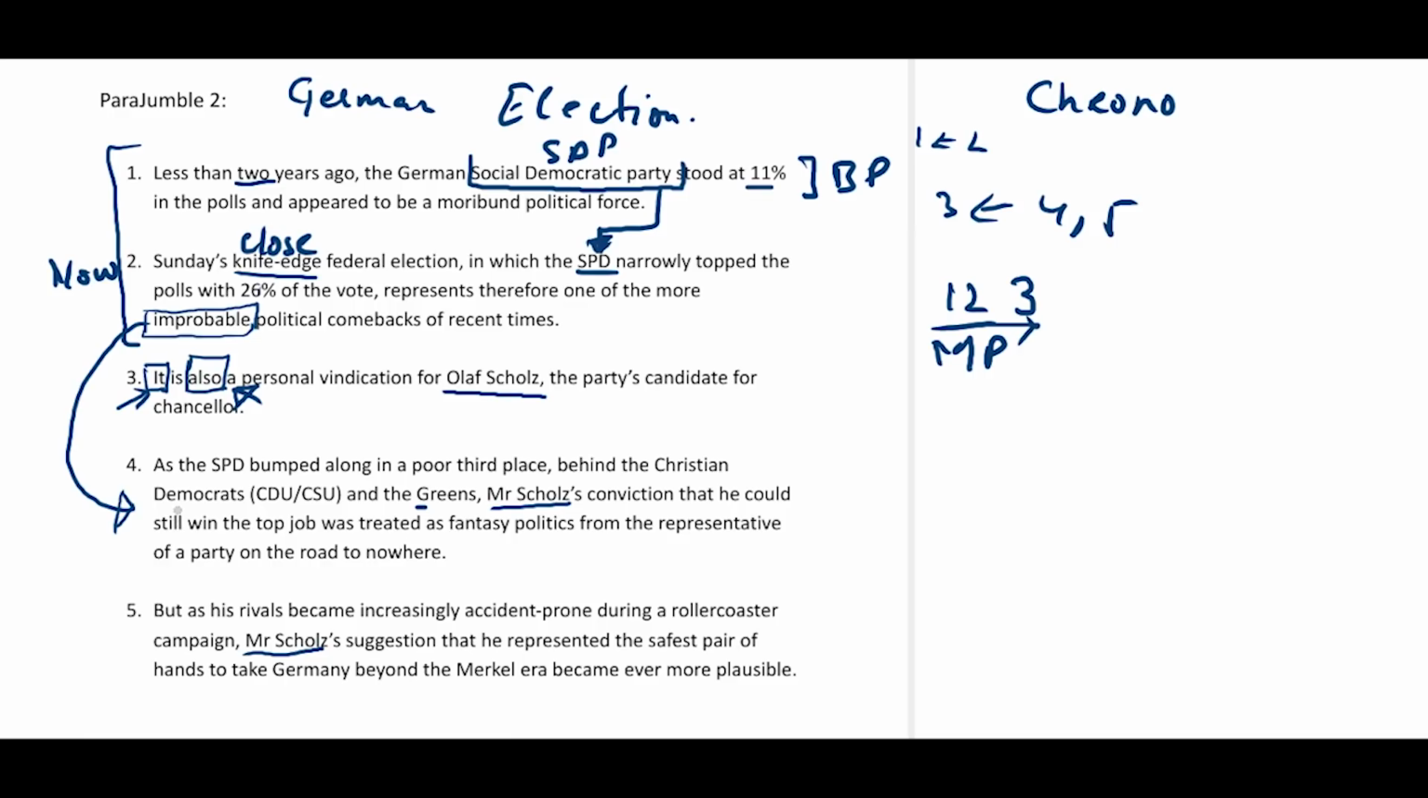If that is the improbable part, we should now explain how exactly he won, which is explained to us in the 5th statement. But as his rivals became increasingly accident prone during the roller coaster campaign, Scholz's suggestion that he represented the safest pair of hands to take Germany beyond the Merkel era, Merkel is the current chancellor of Germany, became ever more plausible. So we built the foundation, as in there is a political party that won the election, no one expected them to win. Then we are saying that not only this party won, but it is also a personal vindication for the party's chief candidate. Then we explain why no one really expected this party to win in statement number 4, and then we explain how they were still able to win despite not being the favorites in the election. Despite them having low probability of winning the election, we are saying because the opponents have started to move up, that's why they were able to win the elections.